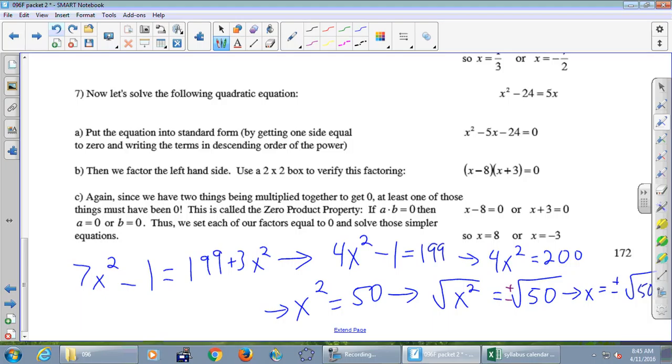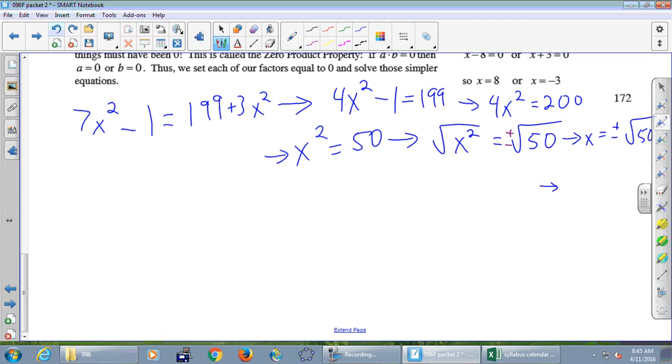But now that we know how to simplify radicals, it's our new obligation to always simplify radicals at the end. And so we'll just put the final answer here. 50 becomes 25 times 2. 25 comes out as a 5. So a little bit of work that we've omitted there, but plus or minus 5 square root of 2 is our answer.